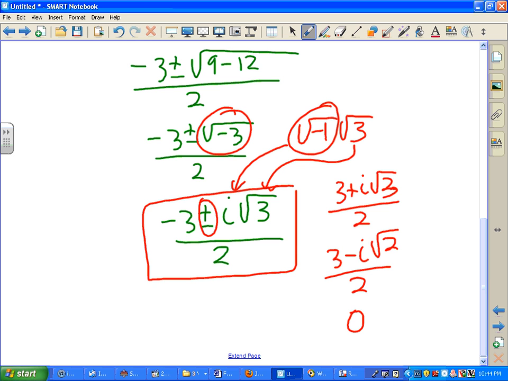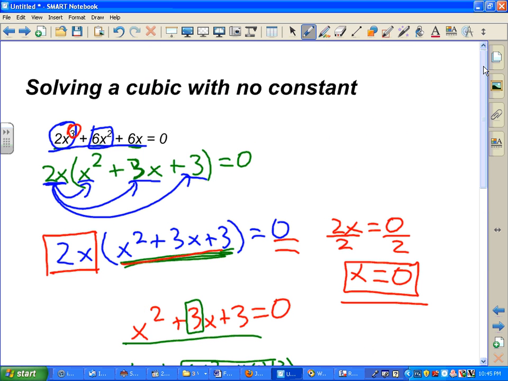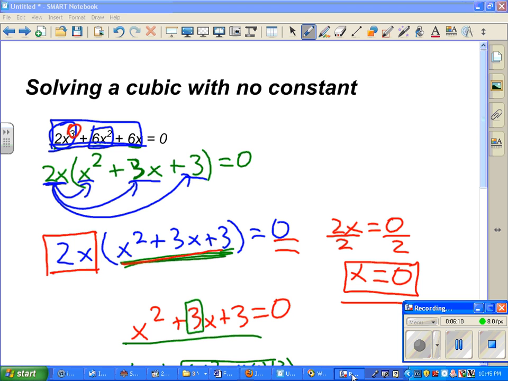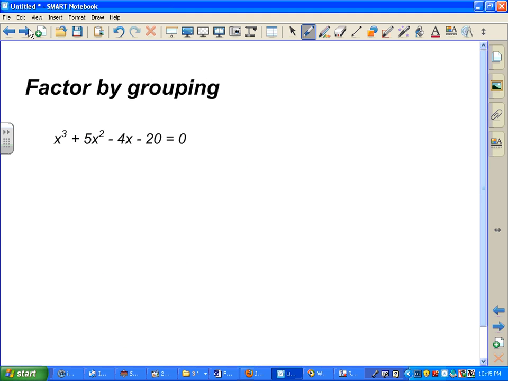Okay? They're solving with no constant. And what was the thing I did right away? I factored out whatever was common there. Okay? And we'll work more examples with this in class when you guys get here. Okay? Let's move on to the next thing.